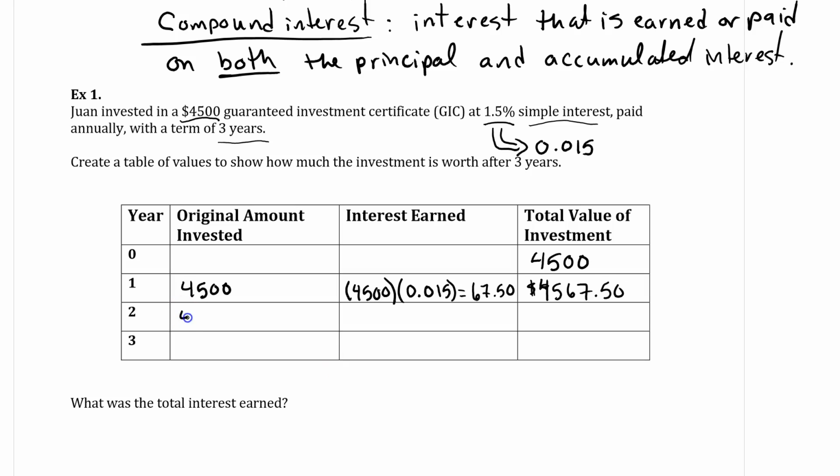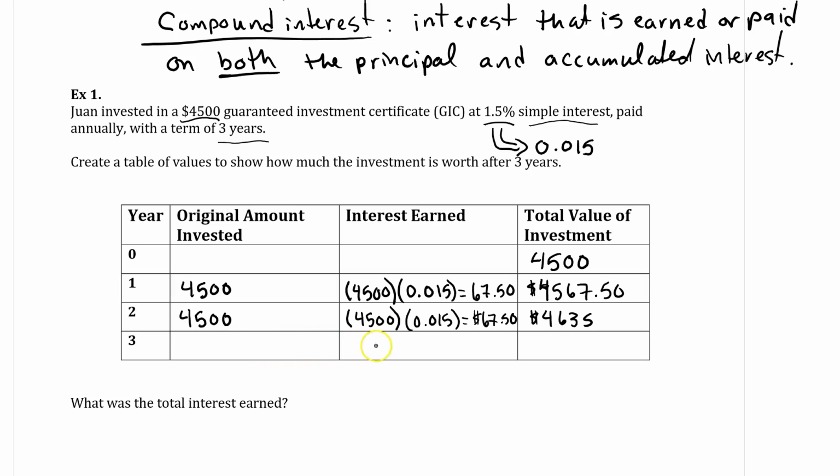Remember, in simple interest, we're just calculating interest on the principal amount. So again, we're finding out what 1.5% of 4,500 is, and lo and behold, it is still $67.50. When we add that to the total amount of the investment after the first year, we get $4,635.